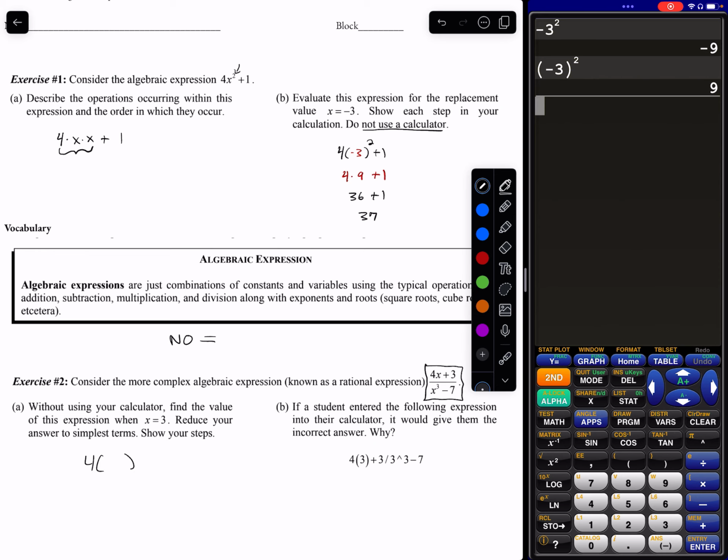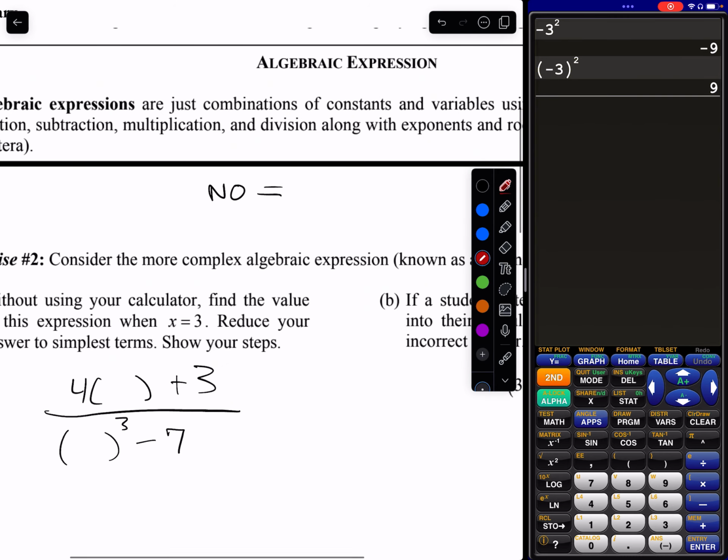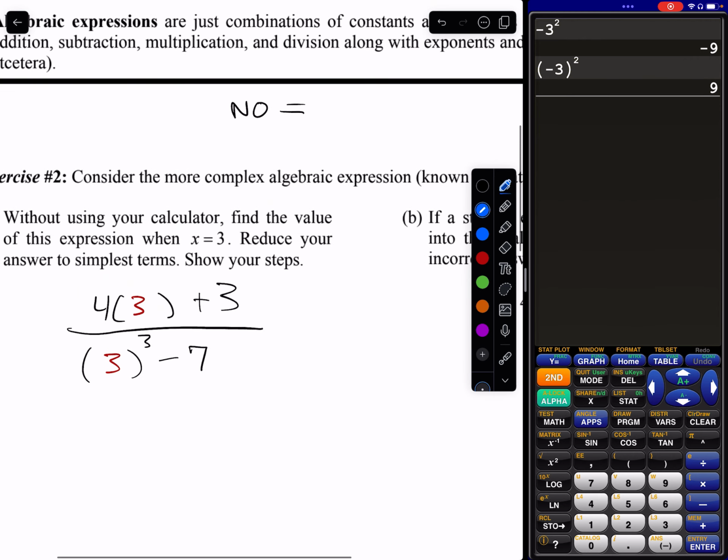So I would write 4x plus 3 divided by x to the third power minus 7. And notice how I wrote that before I even substituted it in. So now I'm going to substitute a 3 here and then a 3 here. And now, well, this is complex. So we're going to start with what can we evaluate first. First, I'm going to evaluate the powers. So 3 times 3 times 3 is 27.